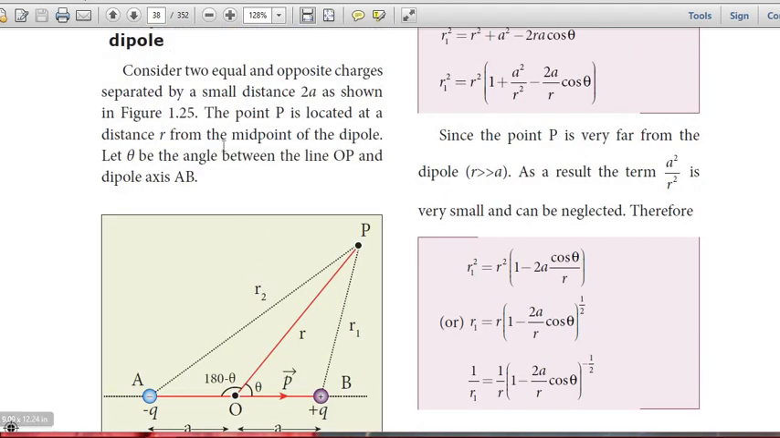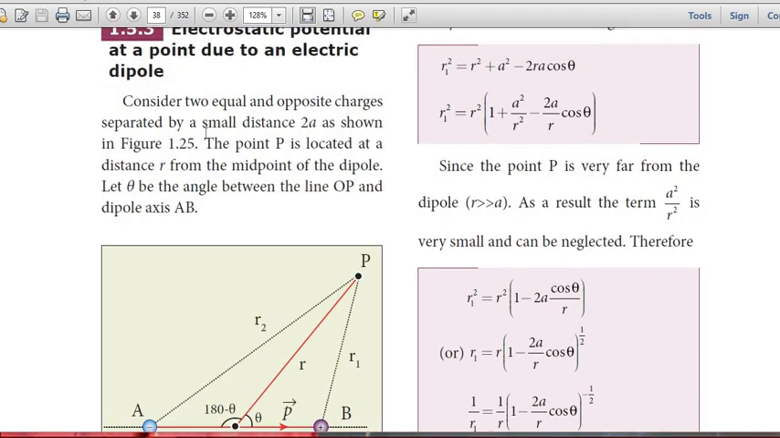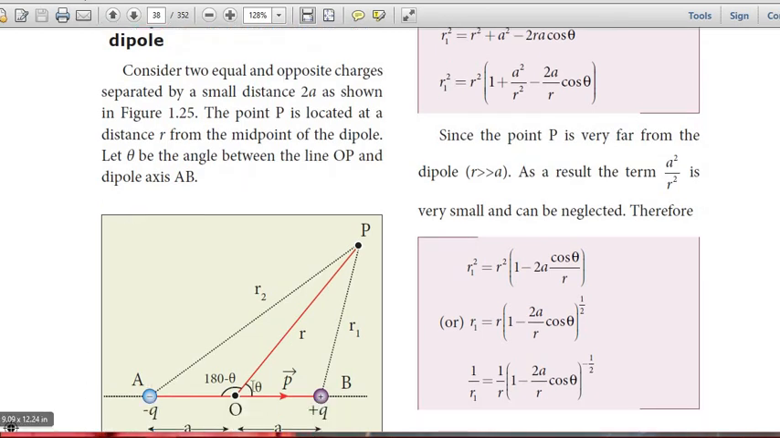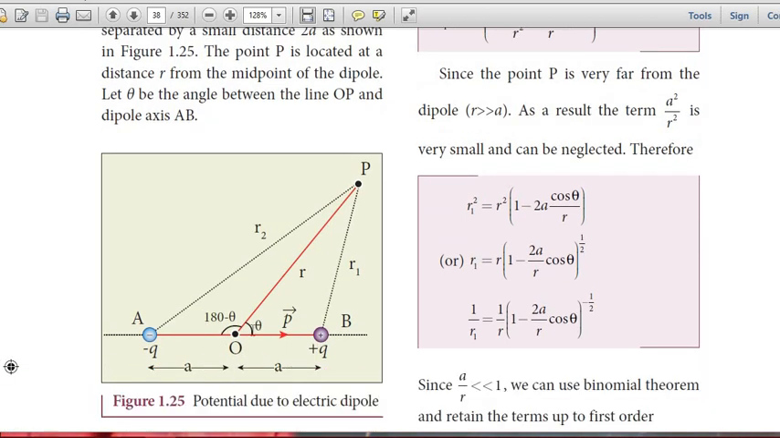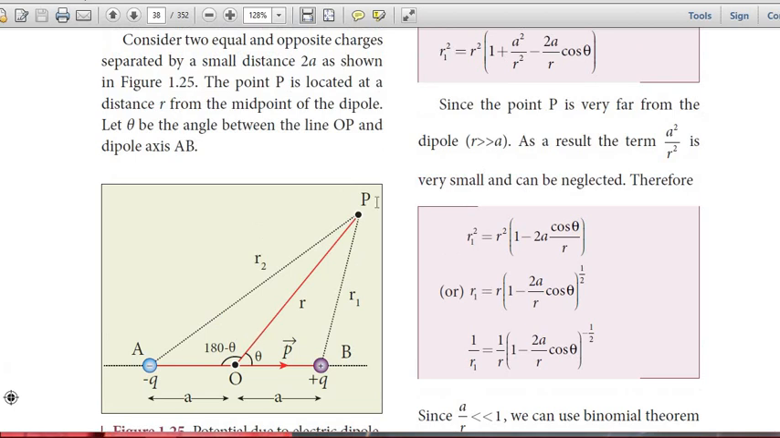What is meant by electric dipole? Two equal and opposite charges separated by a very small distance. Here, these are the equal and opposite charges separated by a small distance 2a. The point P is located at a distance R from the midpoint of the dipole.